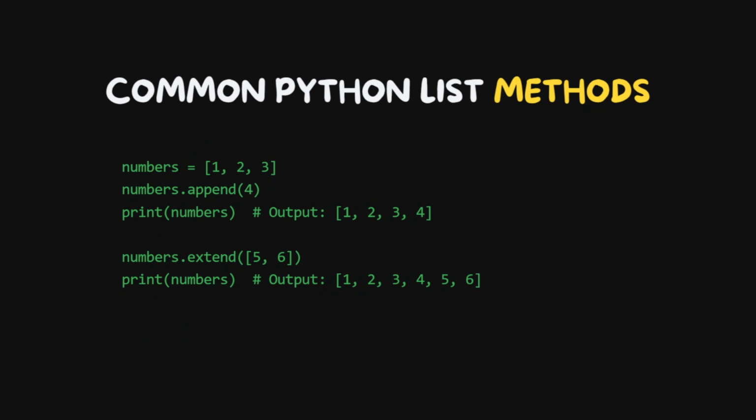First, append adds a single element to the end of the list. Here the list is 1, 2, 3, and when we use the append function, numbers.append(4), it will result in an output like this: 1, 2, 3 and 4. The extend function will add multiple elements to the end of the list, like this list of 5, 6, which adds both 5 and 6 to the list. So the output will be 1, 2, 3, 4, 5 and 6.